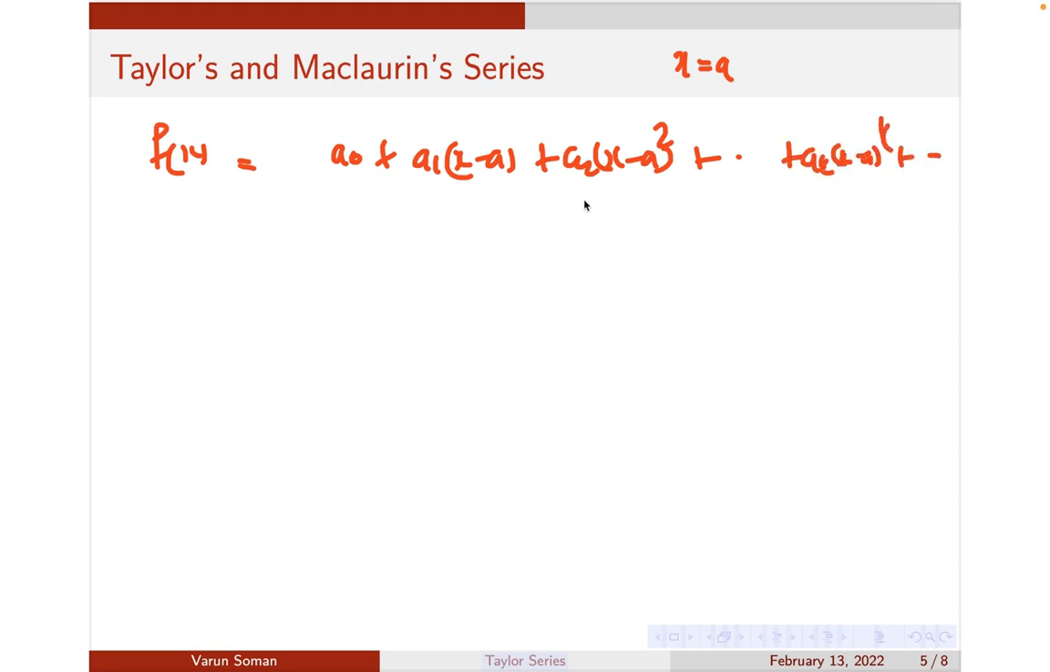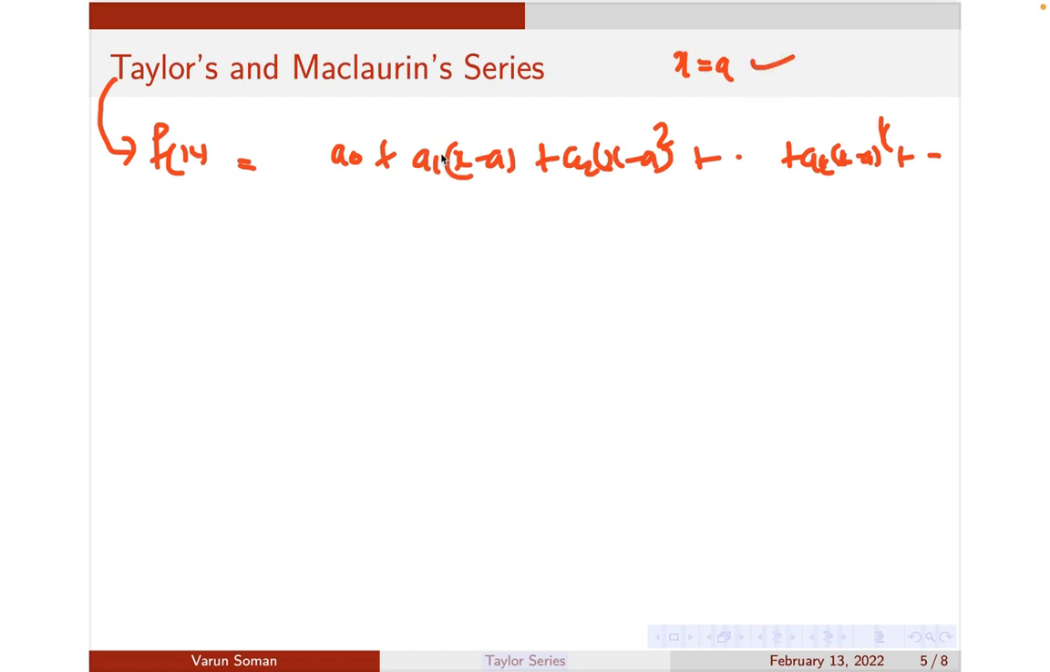So you can see that this is actually a power series about x is equal to a. Now for Taylor series, this a0, a1, a2 will have a definite value. I am going to write down that value. But before that, remember that Taylor series says that a function which is infinitely differentiable can be expanded as a power series about x is equal to a.